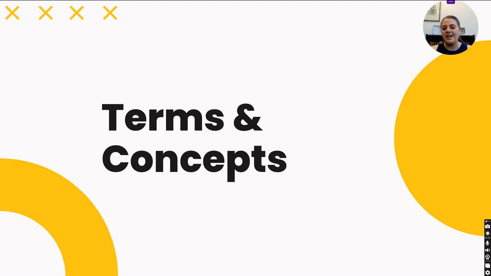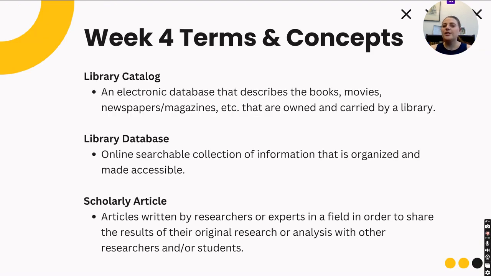So for this week's terms and concepts. First, we have Library Catalog. This is an electronic database that describes the books, movies, newspapers, and magazines, etc. that are owned and carried by a library. The library database, on the other hand, is an online searchable collection of information that is organized and made accessible. The catalog is looking more at books. The databases are looking more at articles.